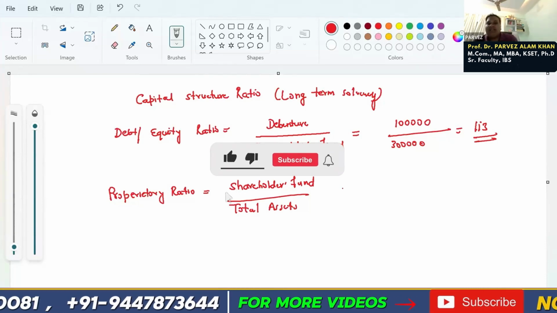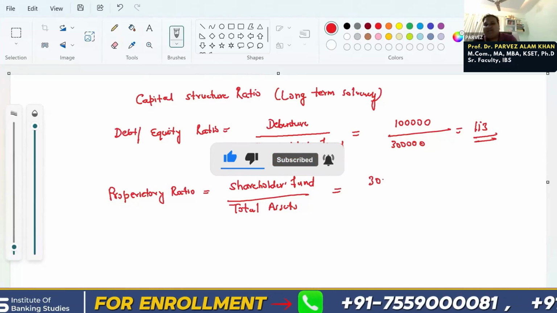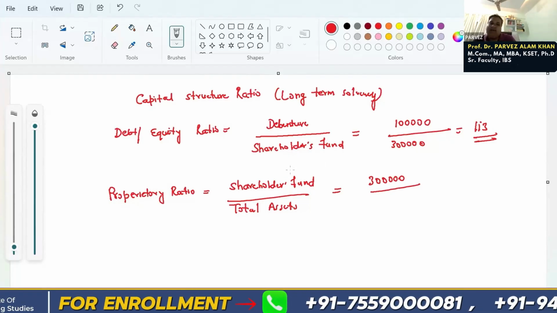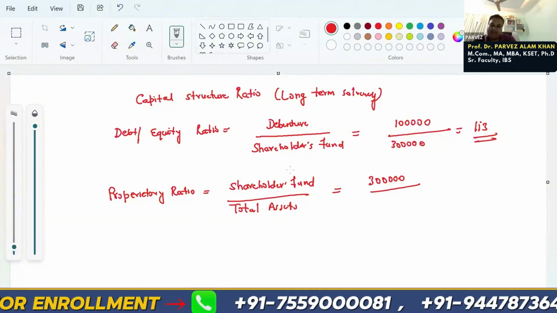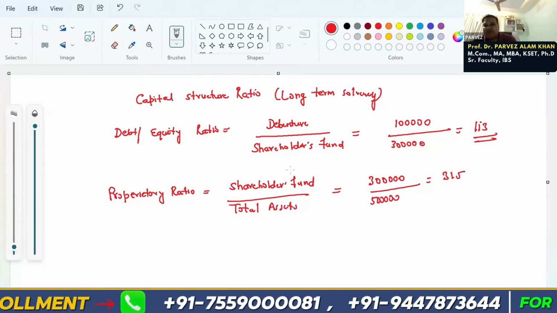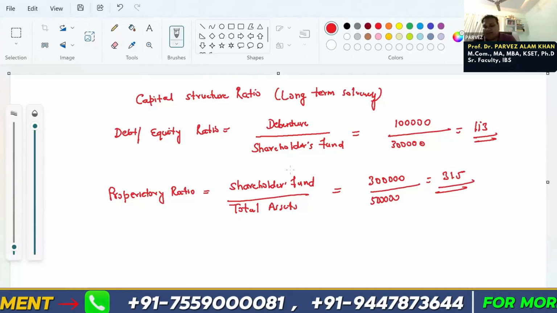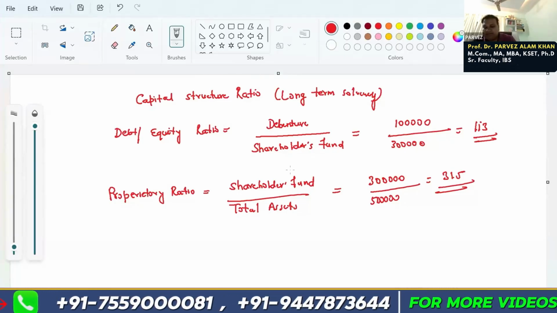Second formula is proprietary ratio. So what is the formula? Shareholders fund. Shareholders fund we already have. Total asset is already given in the balance sheet. How much total asset? 5 lakhs. So your ratio is 3:5. Is it clear? Yes.